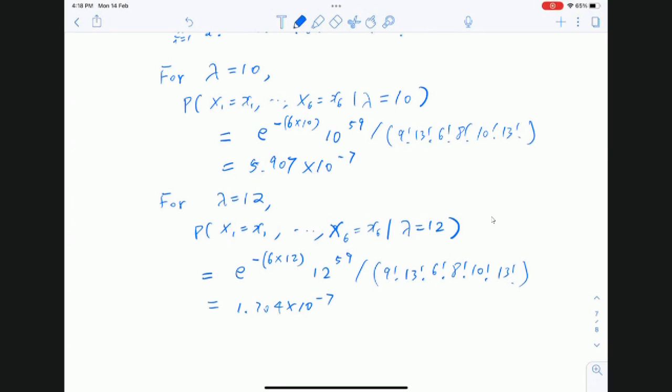Now, in the second part of this question, we are asked to compare these two numbers. Which one is larger? When lambda is equal to 10, the joint probability is larger. So, if I tell you that lambda can take only two values, either 10 or 12, and I ask you to guess which one will be the true lambda, which one will be a more reasonable guess?